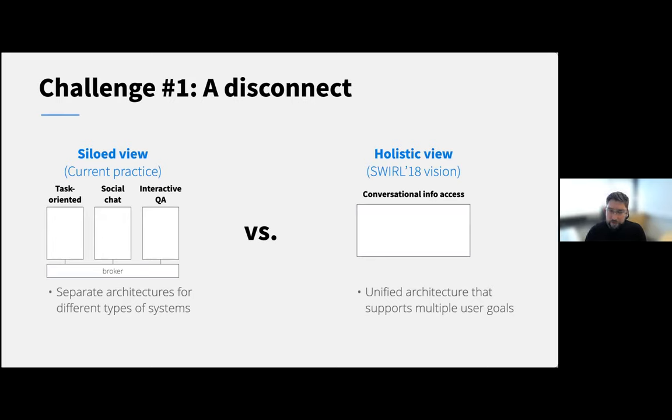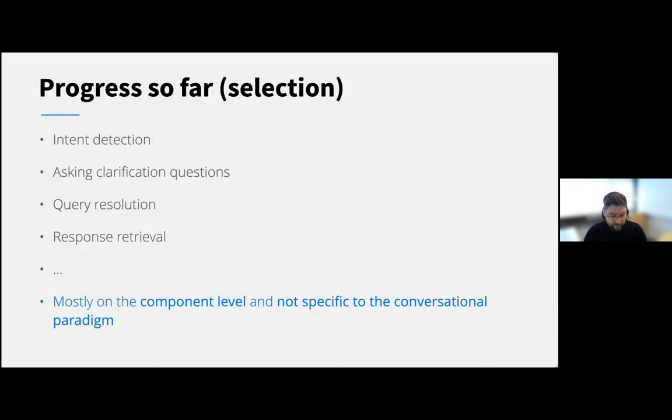And what I want to talk about is why it is difficult to get there and work on the holistic view. Before that, we can very briefly look at progress that has been made in this domain so far. It's not an exhaustive list, but the key themes are intent detection, asking clarification questions, query resolution, response retrieval. Those are all on the component level. And yes, many of these components are shared across the different modes. So these would be valuable components both in task-oriented and non-task-oriented and QA modes.